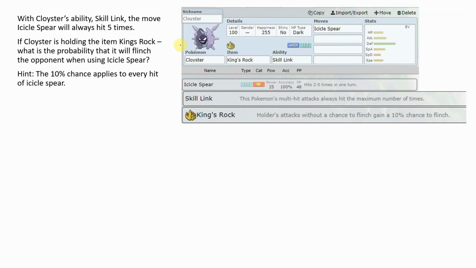Okay, this one. Cloyster, one of you, this is from like the first generation, so this is probably a Pokemon you know of. It has an ability, Skill Link, which allows all multi-turn moves, so like Icicle Spear hits 2 to 5 times. Actually, Skill Link makes it always hit 5 times. So that's a good thing, that it has got some synergy between its move and its ability.